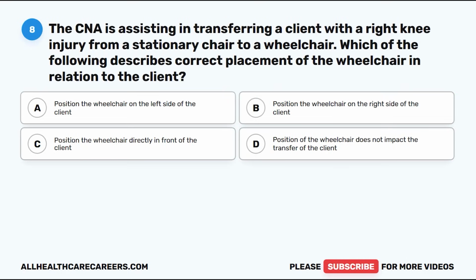Question 8. The CNA is assisting in transferring a client with a right knee injury from a stationary chair to a wheelchair. Which of the following describes correct placement of the wheelchair in relation to the client?